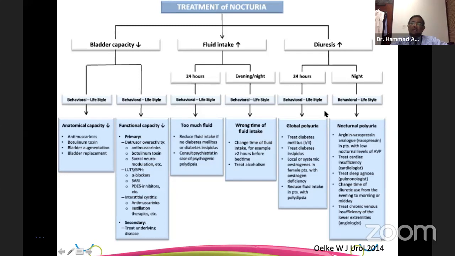They can again be treated with either behavioral or lifestyle changes or with various medications, anticholinergics, and sometimes the vasopressin analogs can also be used, and they are very effective. But remember that a vasopressin analog like desmopressin, which is also used for enuresis in children, can cause significant hyponatremia, and that can be extremely disastrous, particularly in elderly patients. So you need to be mindful of the use of desmopressin in that setup.